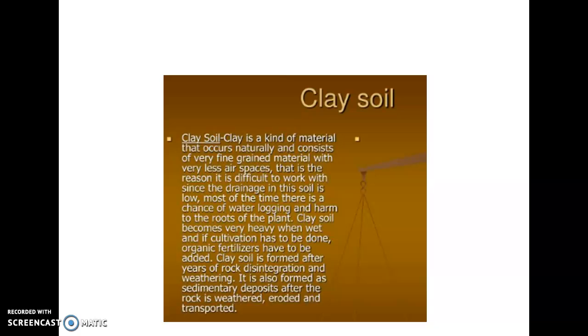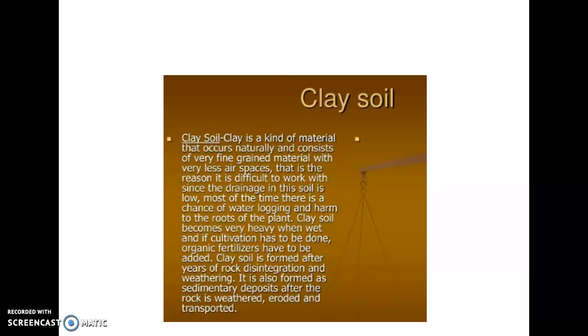Now, clay soil, what does it do? It becomes obviously very heavy because the water is not going down, and no crop or plant can grow without water. Okay. So, if again in this soil we need to grow our plants in a healthy way, then you have to add organic fertilizers. What are fertilizers?